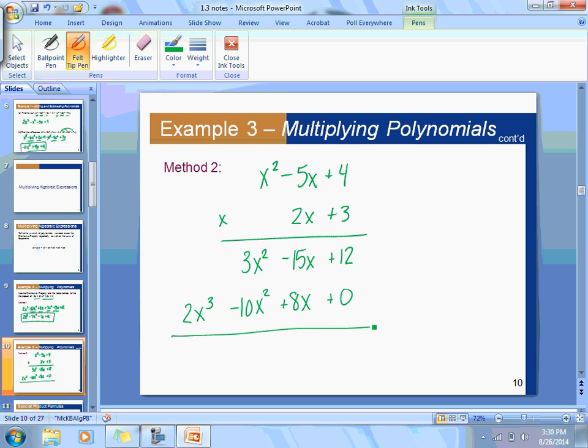So now I have all my like terms lined up in columns. So that's the nice thing about doing it this way. So now I have 2x to the third, and then I have negative 7x squared minus 7x plus 12. So you just add down the columns with like terms, just like you did for traditional long multiplication. So this is more of a vertical method for multiplying polynomials.